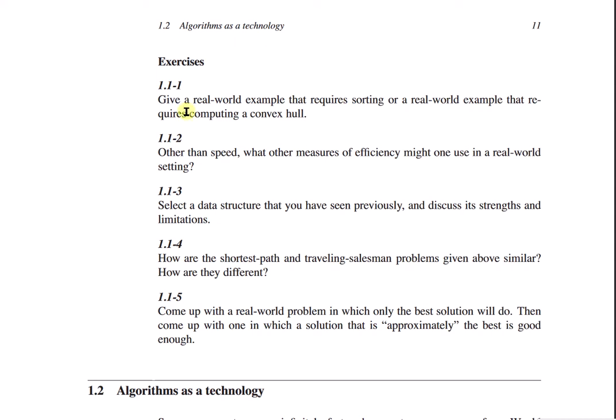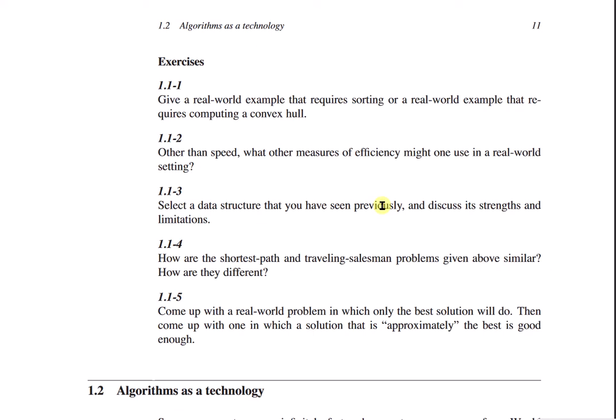We stopped at exercises where the first one is: give a real world example that requires sorting, or a real world example that requires computing a convex hull. So my understanding is that, for example, we have a list of cities and we need to cover a region. We need to find which are the cities which come on the border, so that can be a convex hull problem. Sorting, we see it in everyday life. For example, in shops, we need to sort it size wise or something, or name wise in the database.